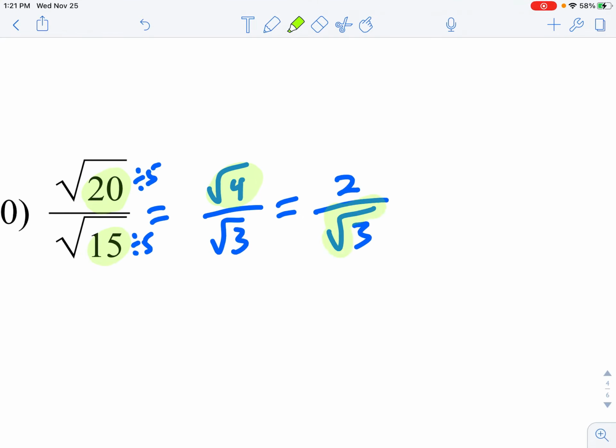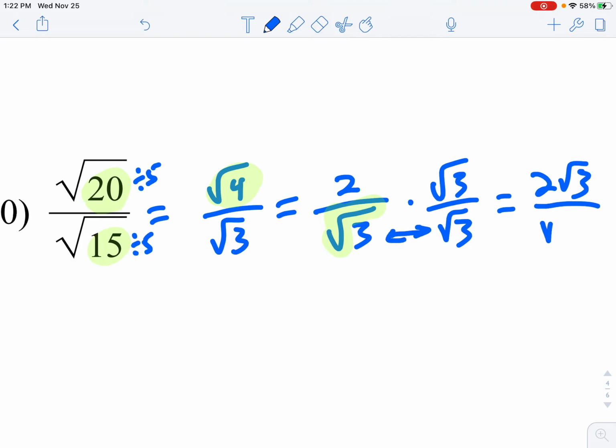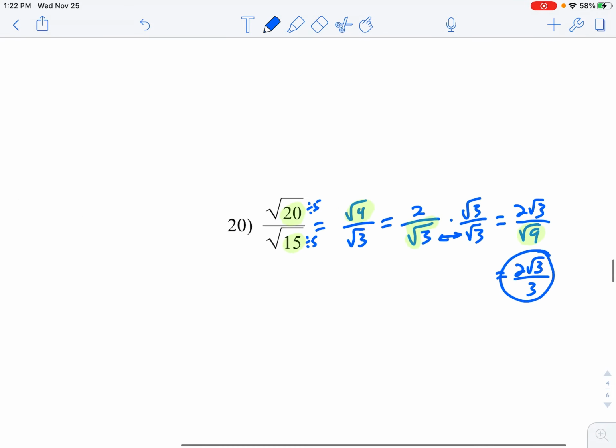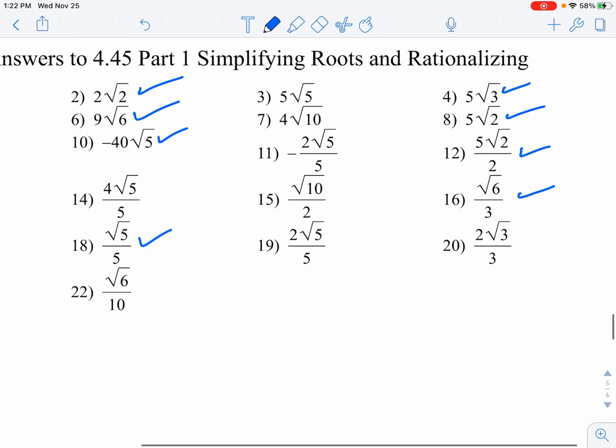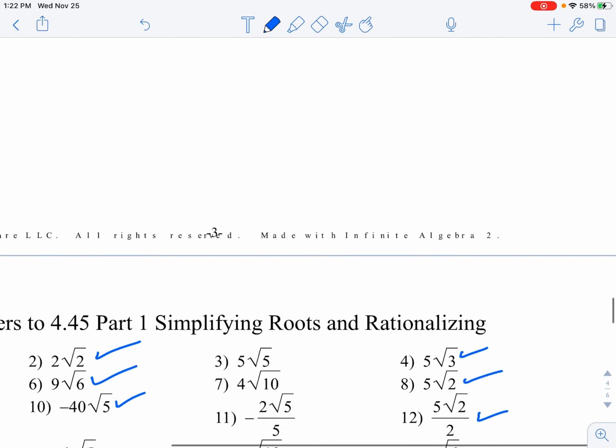Now we can rationalize it. Multiply by square root of 3 over square root of 3. You get 2 square root of 3 on top. Bottom gives you square root of 9. And what is the square root of 9? Square root of 9 is 3. 2 square root of 3 over 3, right there.